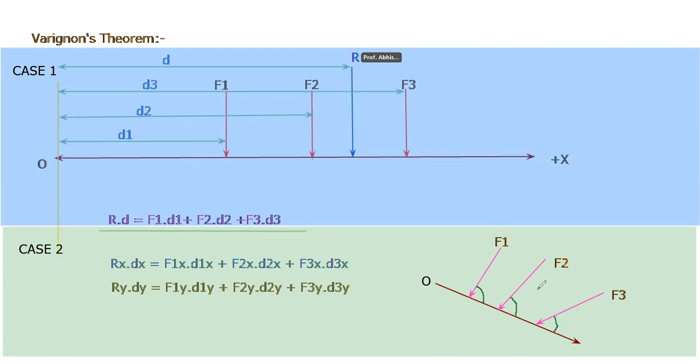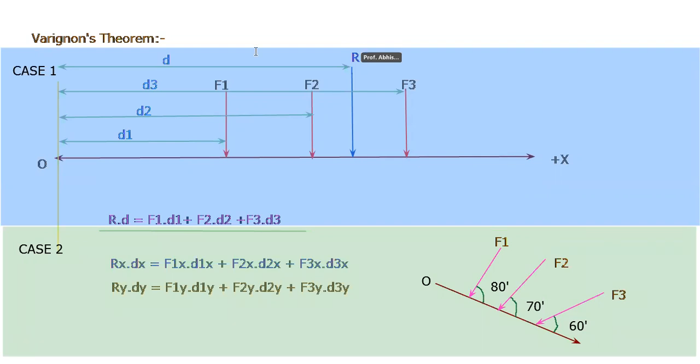First angle, second angle, and third angle. Okay, so first angle, let us suppose that this angle is 80 degree. Second angle is 70 degree, and third angle is, suppose that it is 60 degree. Now three angles are there. Okay, and for these three forces the resultant will also be there, right?